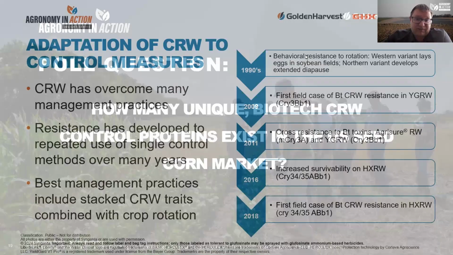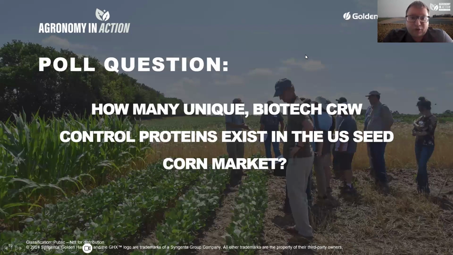So I'm going to do my second poll, and I'm not trying to trick anybody here. I just think it makes a great segue. How many unique biotech corn rootworm control proteins are available in the U.S. seed corn market today? 3, 5, or 7?